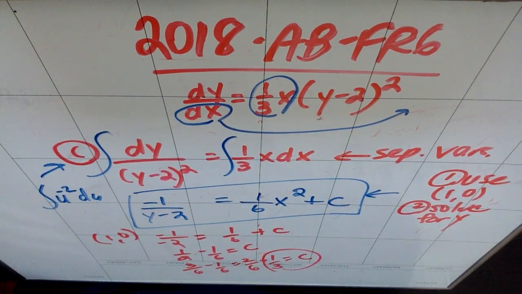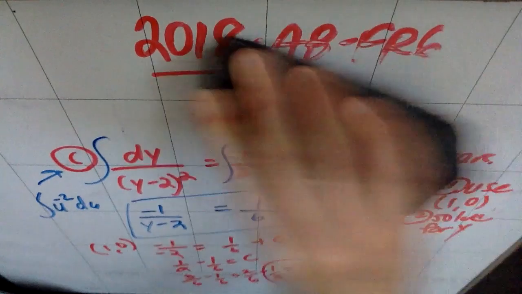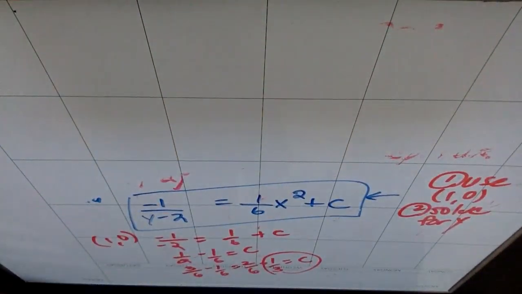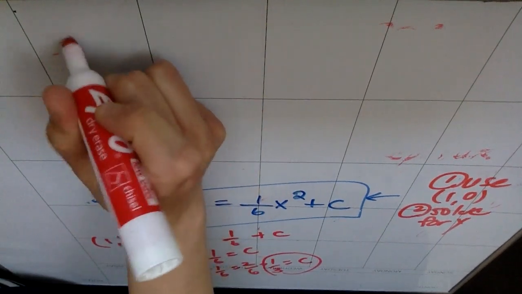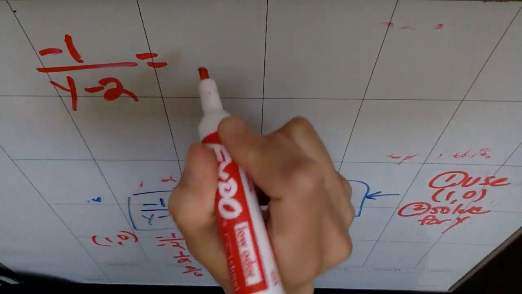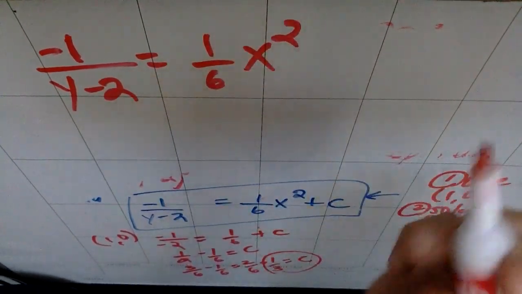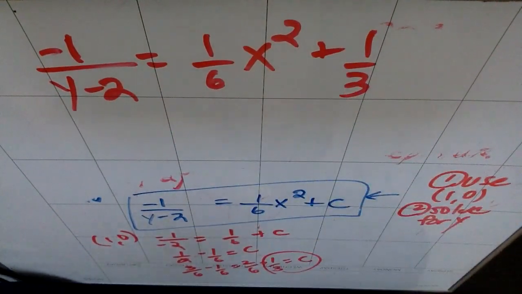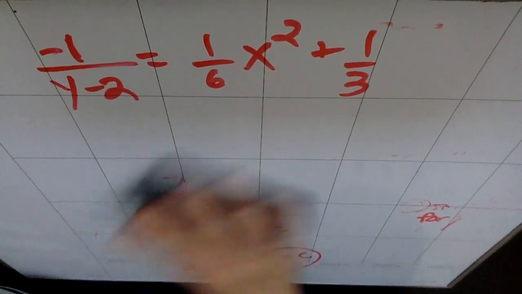So now that I have c, and since I don't need all of this anymore, we'll just buy ourselves some space. Okay, so now that I have c, I know that my formula looks like negative 1 over y minus 2 equals 1/6 x squared plus 1/3. And that's not wrong, right? But it is not solved for y. So from here, I need to solve this thing for y.